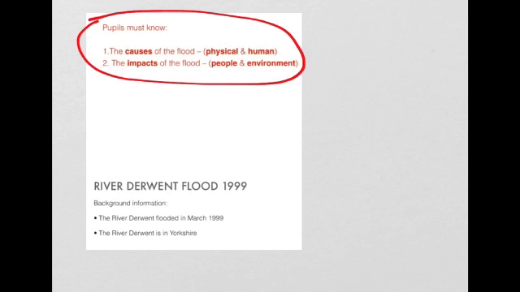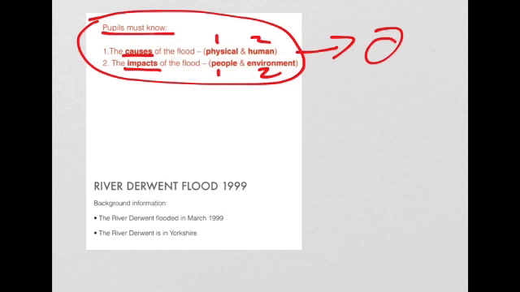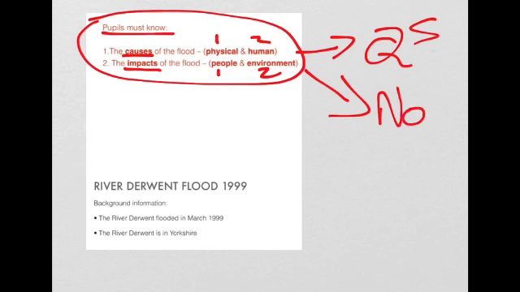This circled area here is copied straight from the SEA guidance. It says that pupils must know the causes of the flood and the impacts of the flood. The causes of the flood have to be divided into two categories: number one, physical; number two, human. And the impacts of the flood have to be divided into two categories also: number one, people; and number two, environment. We'll see later on how this relates directly to the types of questions that we see, and you'll see how it also relates to the style of your notes that I recommend you take.